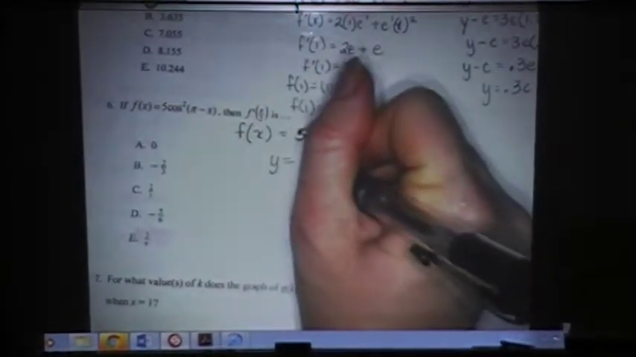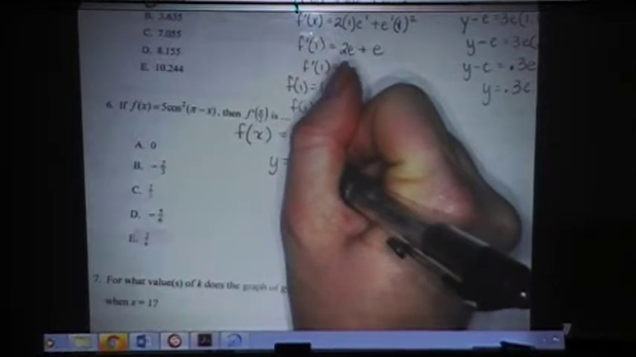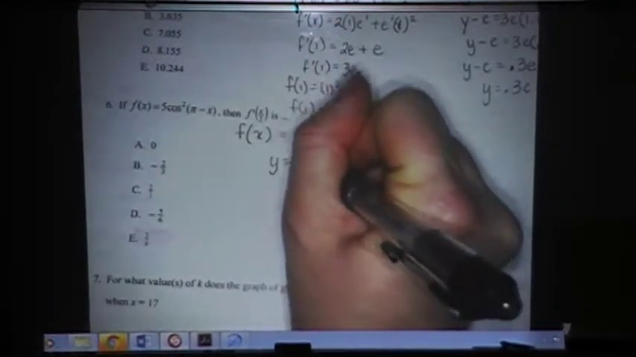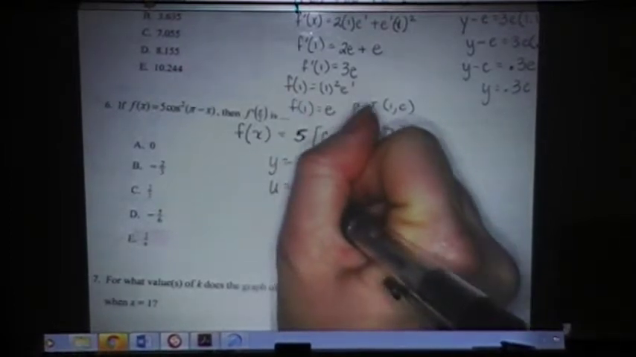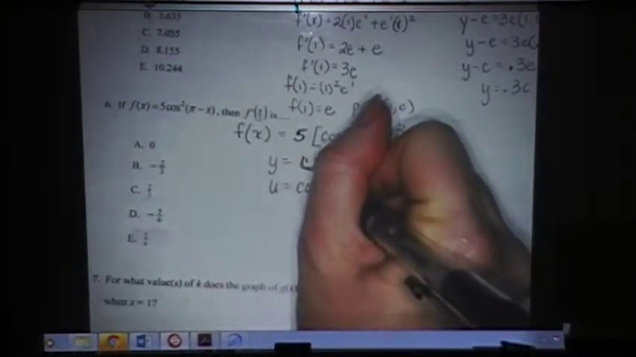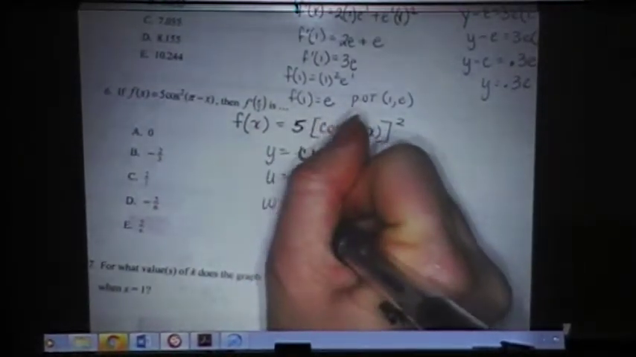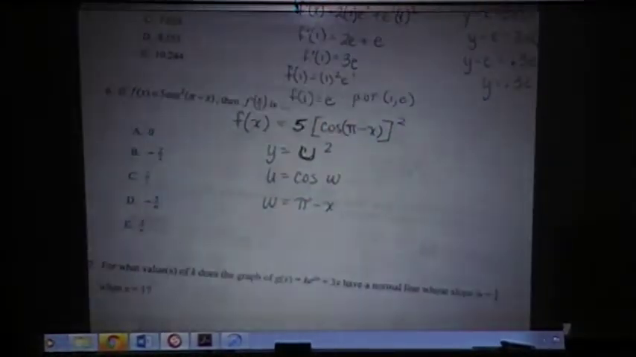I'm just going to do y equals u squared, u equals cosine w, and w equals pi minus x.